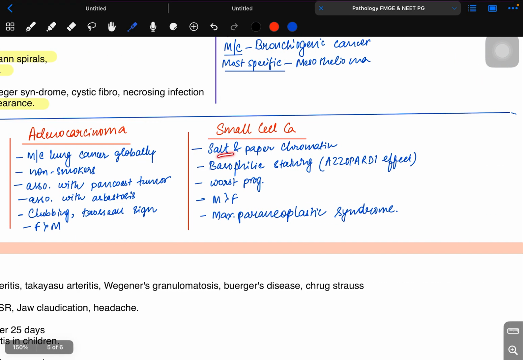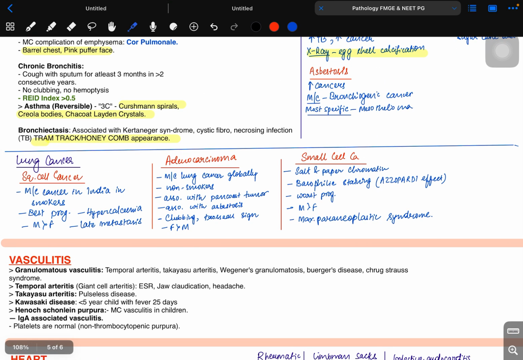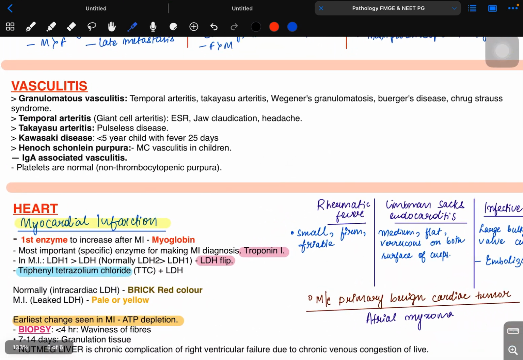Small cell cancer will give salt and pepper chromatin, basophilic staining, Azzopardi effect. We can see the worst prognosis, it is more predominant in males, and maximum paraneoplastic syndromes are observed in small cell cancer. Some points about vasculitis.